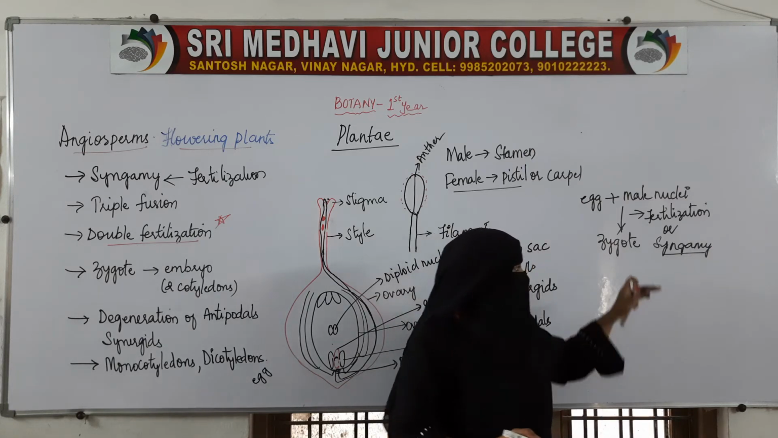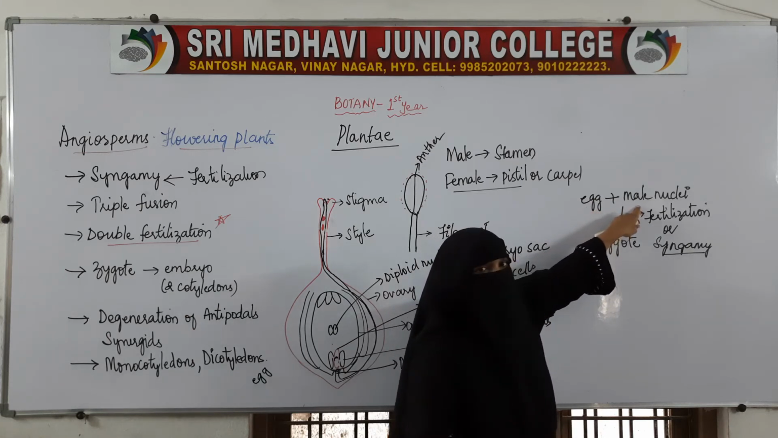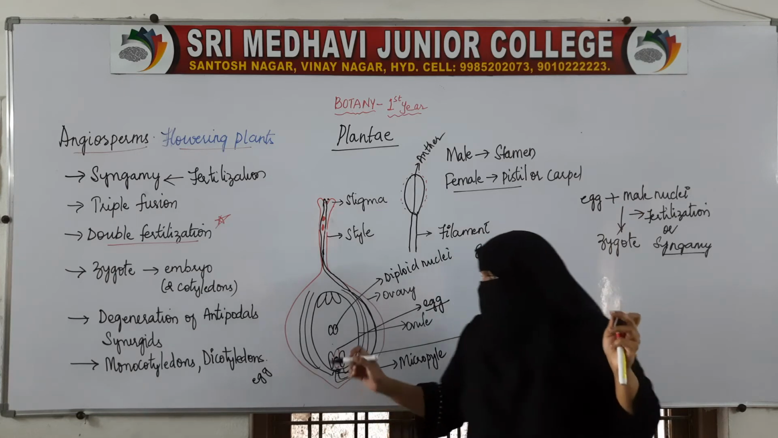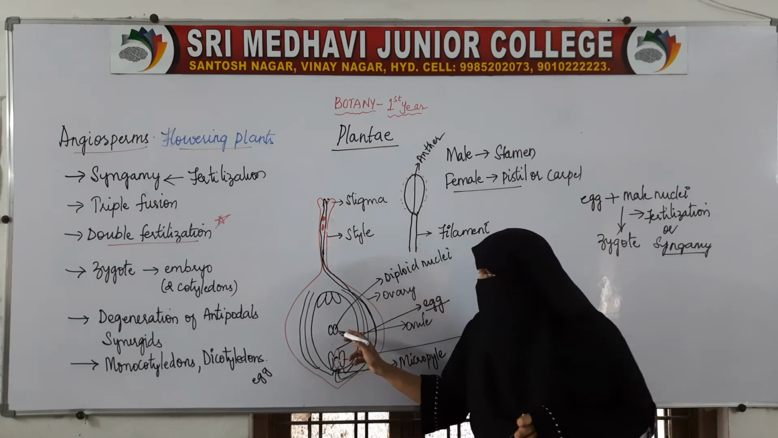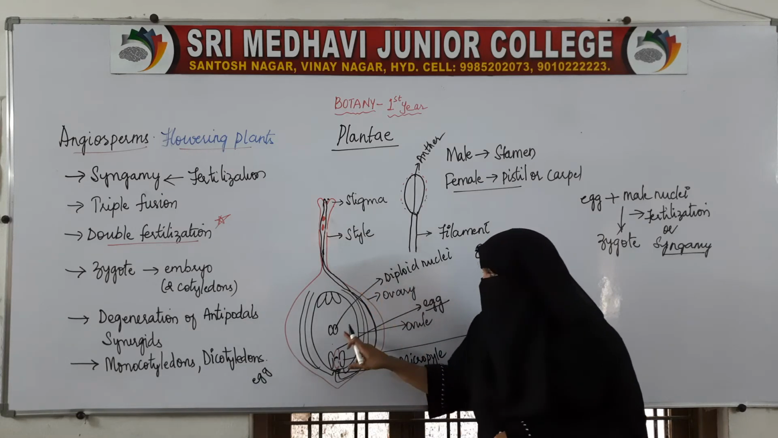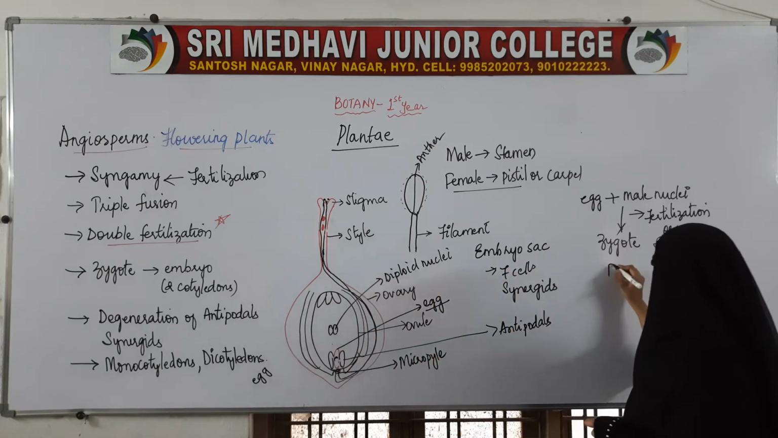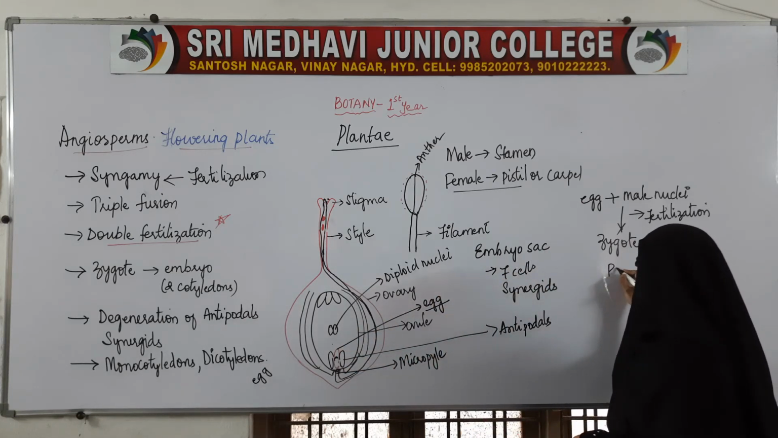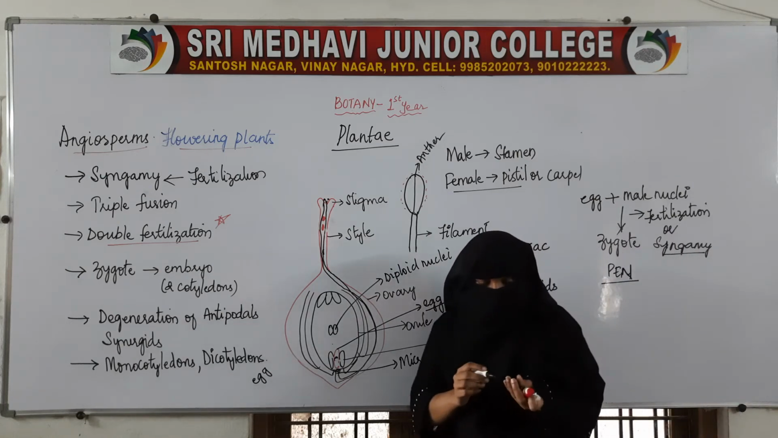So now the zygote is formed by the fusion of male and female gametes. Here there is also one more fusion, that is the diploid nucleus with another male nucleus. This will change into the primary endosperm nucleus.